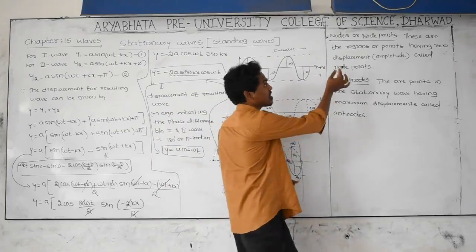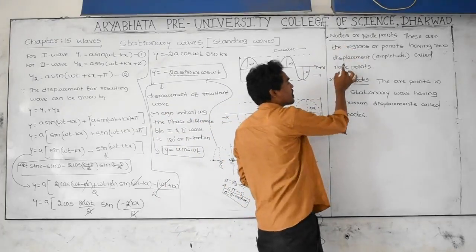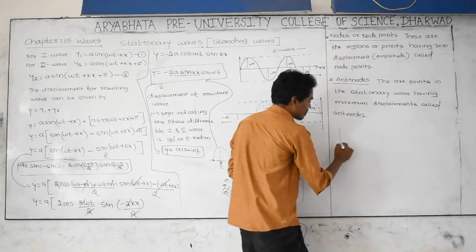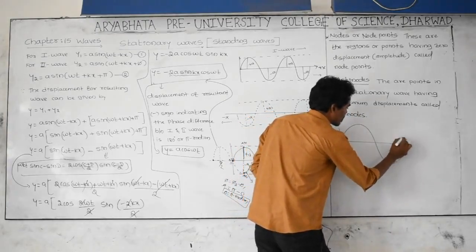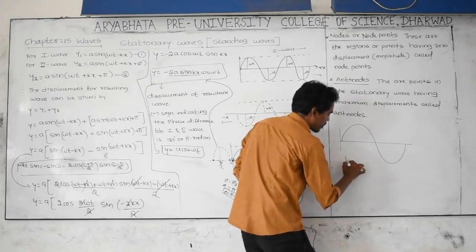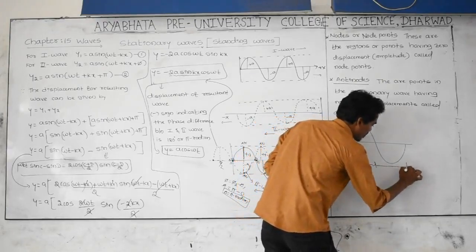Before starting the conditions for node points and antinode points, let us study this also. Let us consider this as one wave. Its wavelength is lambda.